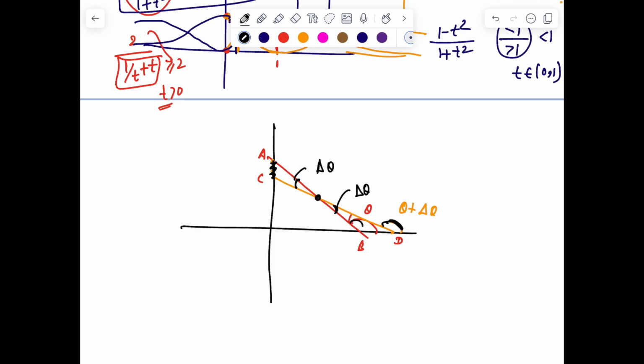AC. AC we know because the length of this entire line segment is 1. And corresponding to theta, we'll have this angle as pi minus theta. So the full OA length will be 1 sin(pi minus theta), so that is sin theta. And what about OC length? OC length is 1 sin(pi minus theta plus delta theta).